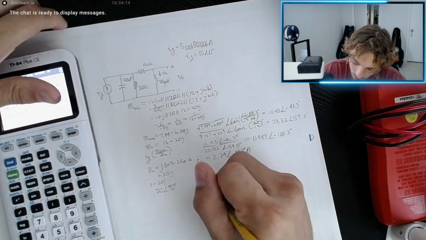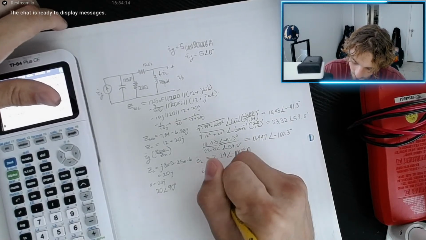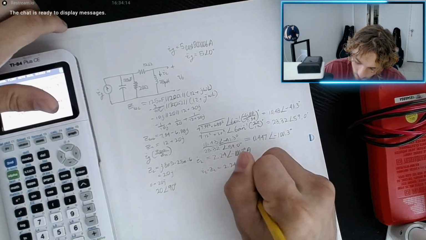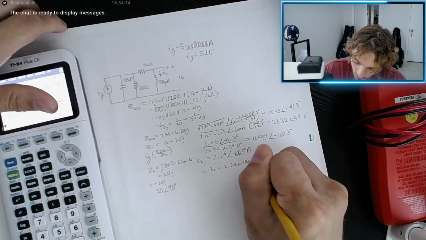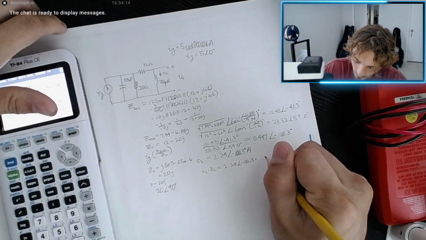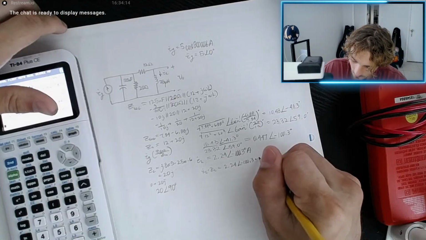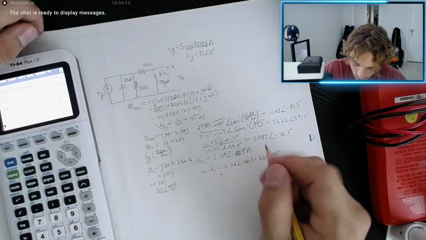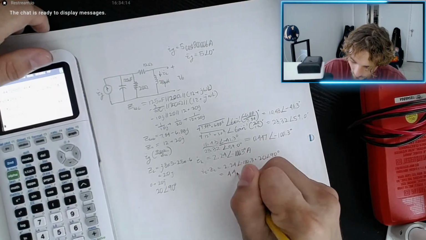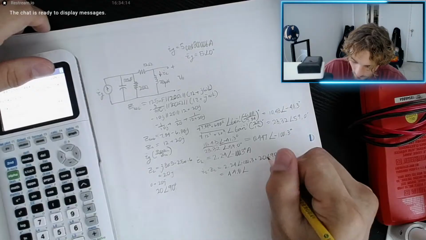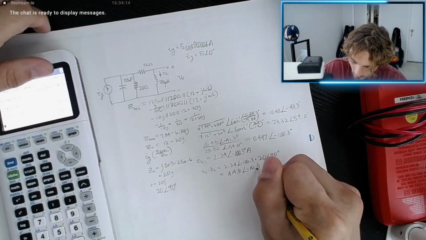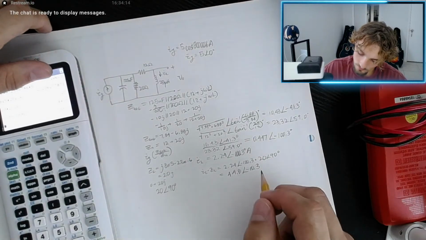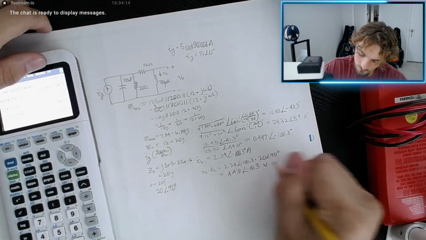And if we were to take IL multiplied by ZL, we would get 2.24 phase negative 100.3 multiplied by 20 phase 90 degrees equals 44.8 angle negative 10.3 volts. Yes, okay.